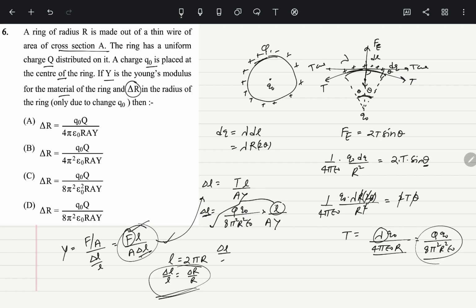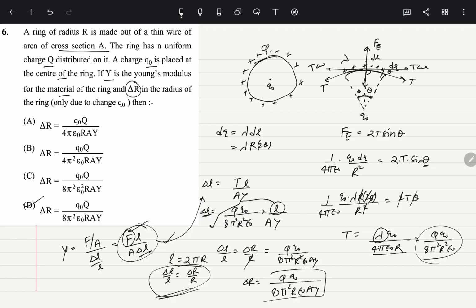So delta L by L is equal to delta R by R, which is equal to Q naught by 8 pi square R square epsilon naught A Y. One R is cancelled. So now we have the final answer: Q naught by 8 pi square R epsilon naught A into Y. Right, so this is our D option. Hope you understood. The answer is D option.